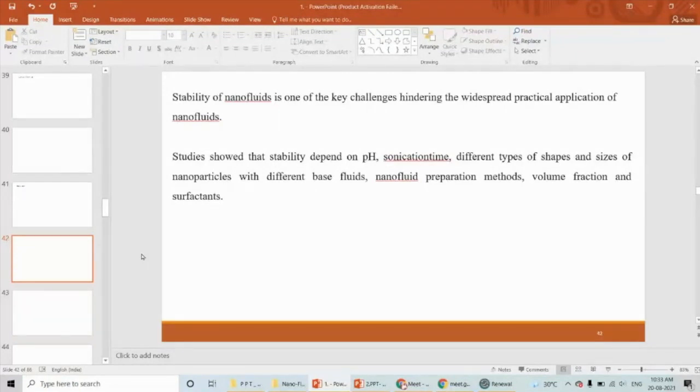Stability of nanofluid is one of the key challenges hindering the widespread practical application of nanofluid. Studies show the stability depends on pH, different shapes and sizes of nanoparticles with different base fluids, nanofluid preparation method, and volume fraction. Okay, this much is sufficient for this.